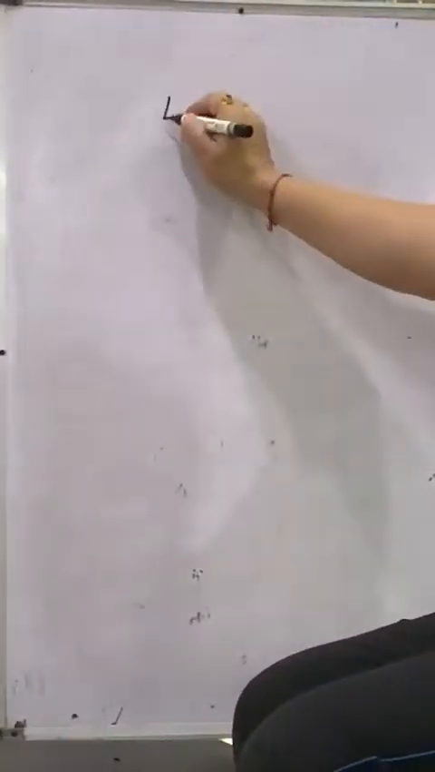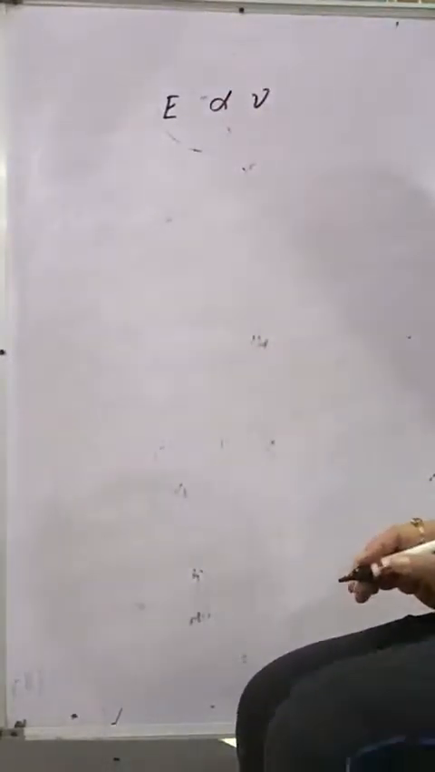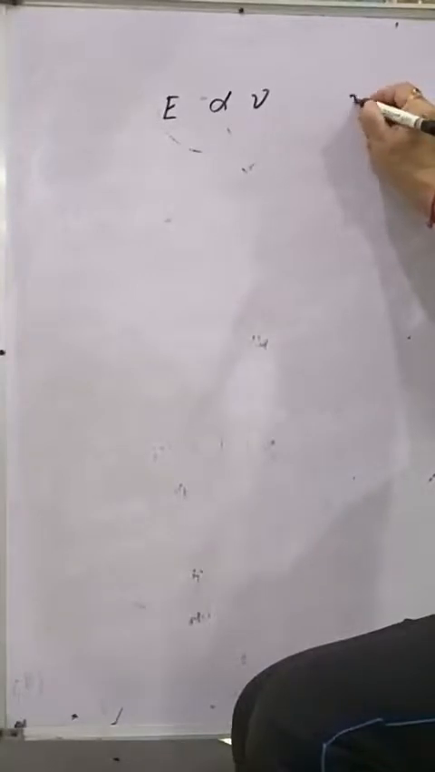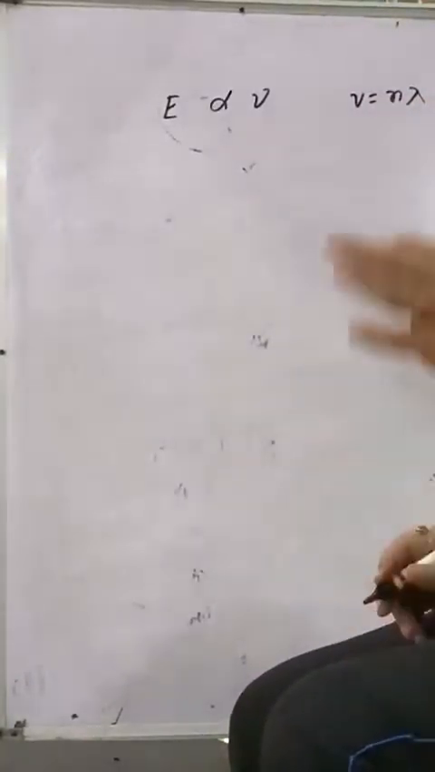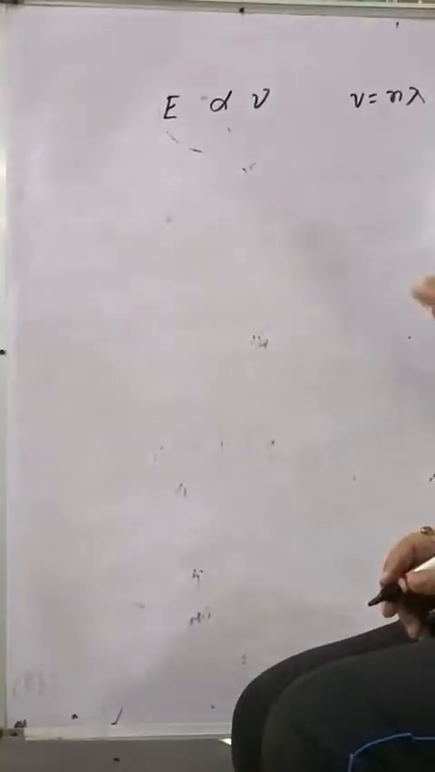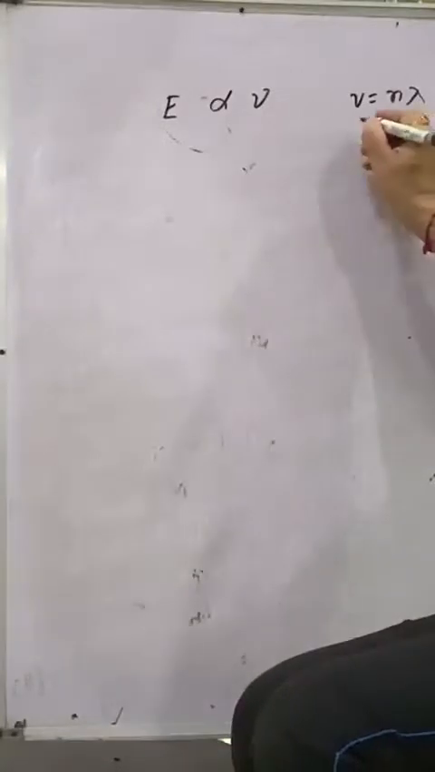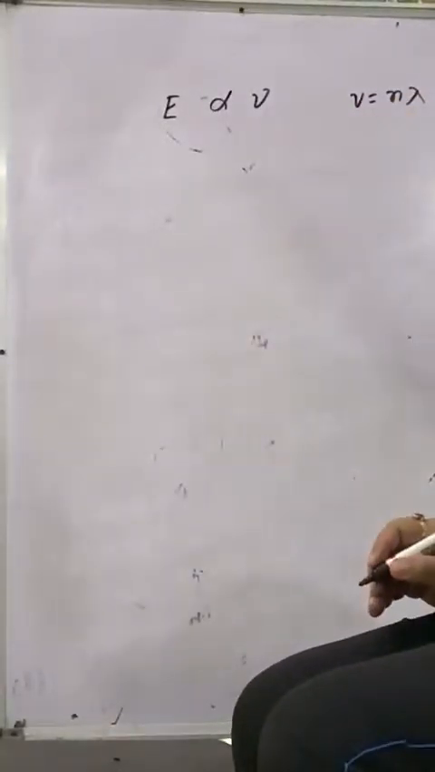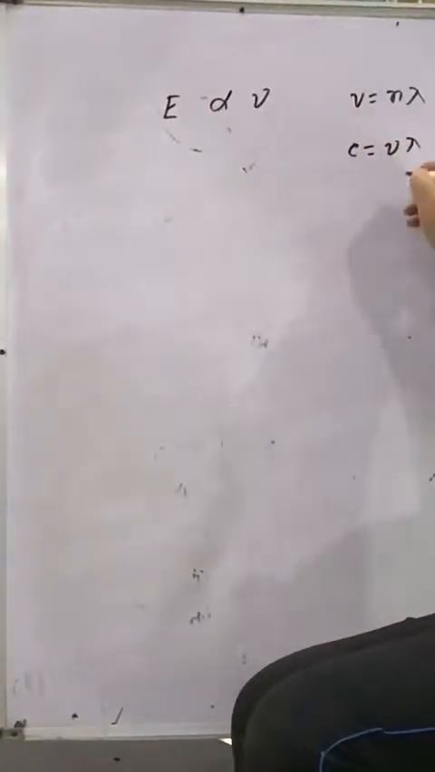See, E is directly proportional to nu. What do you mean by nu? Frequency. I think you have studied this: v is equal to n lambda. n is the frequency, lambda is the wavelength, and v is the velocity. We can write this as c is equal to nu lambda instead.